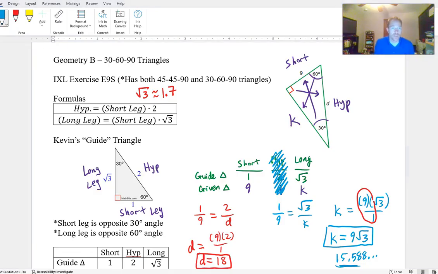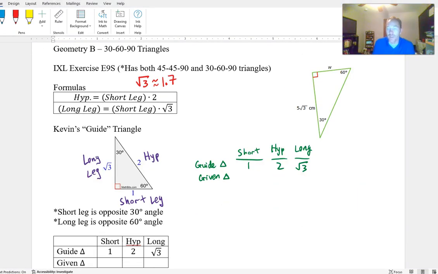Okay, let's do another one. So another one from IXL. This one may be a little more scary looking because we have a square root already. But let's go ahead. I'm going to identify the sides and I'm going to fill in the table. So there we go. I've got my sides labeled. I've got it filled into the table. Again, the unmarked side, just in case we want to know it, I said let's call it K. That is the hypotenuse in this case.